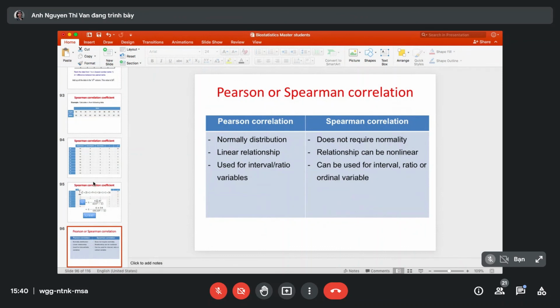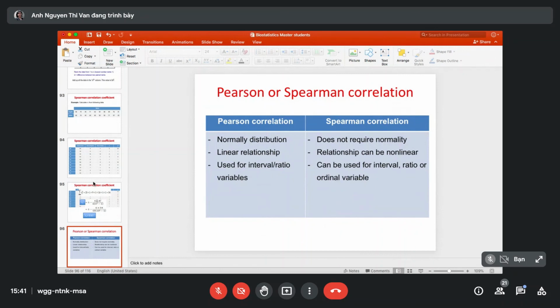And the Pearson correlation tells you the linear relationship. But in Spearman, the relationship does not have to be linear. It can be linear or non-linear. We can say that it is a monotonic relationship. It could be decreasing or increasing monotonically. But we are not sure about the linear relationship.